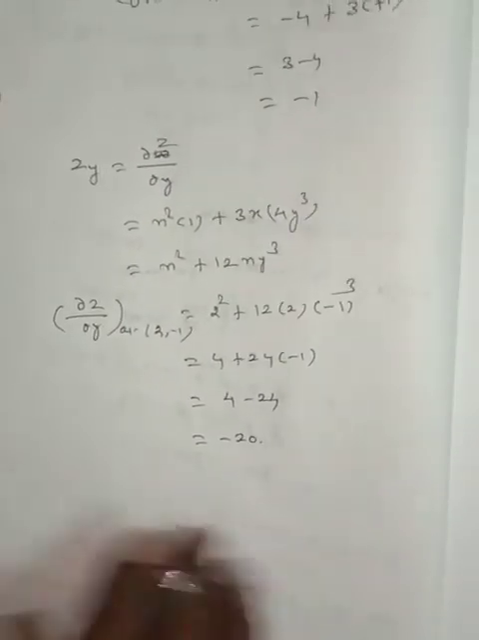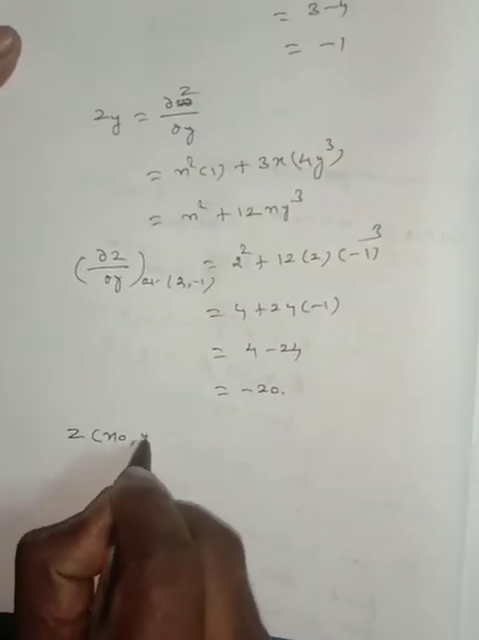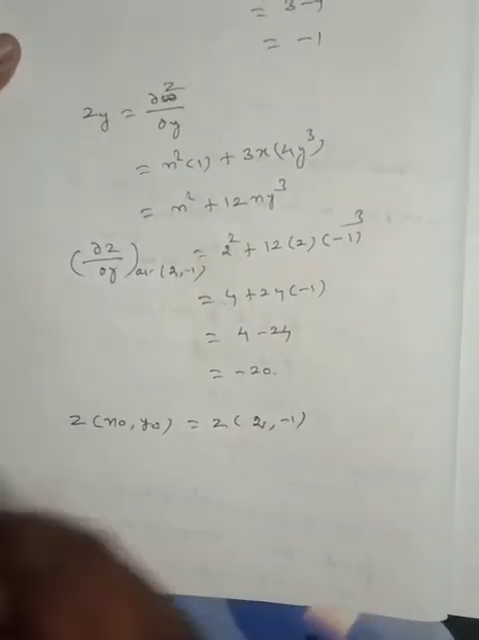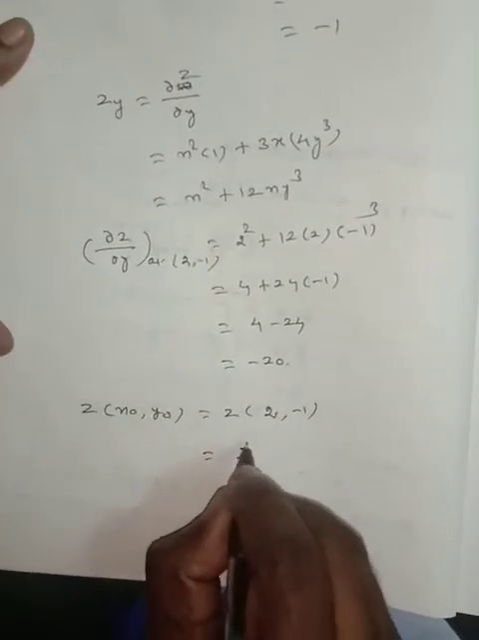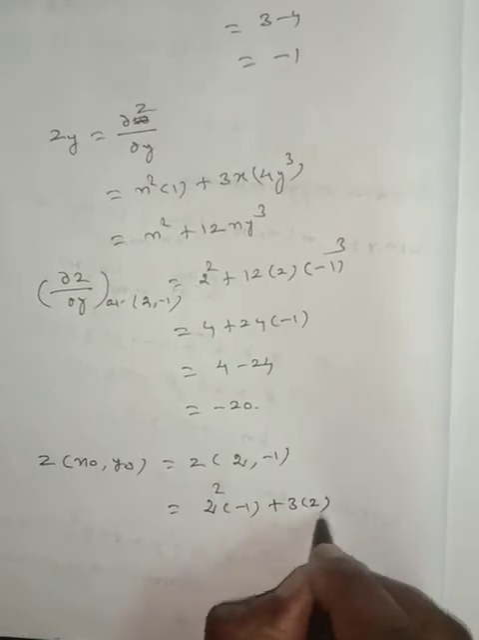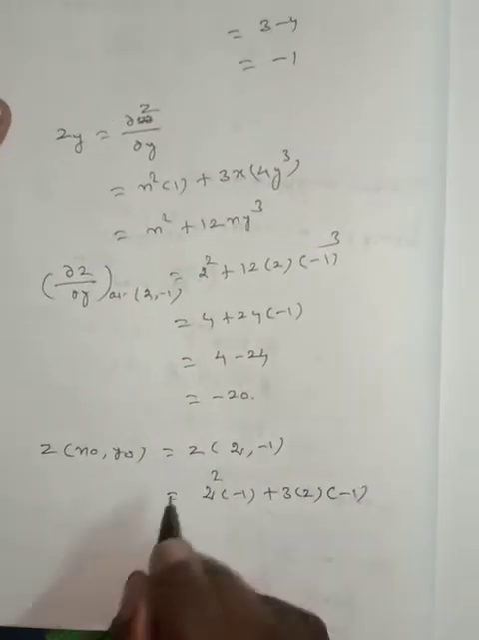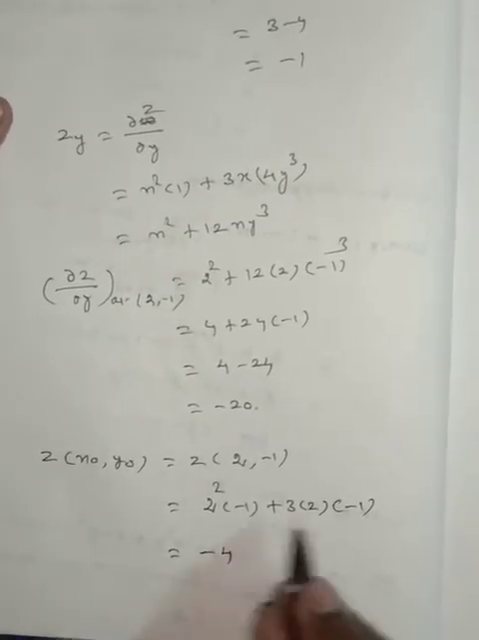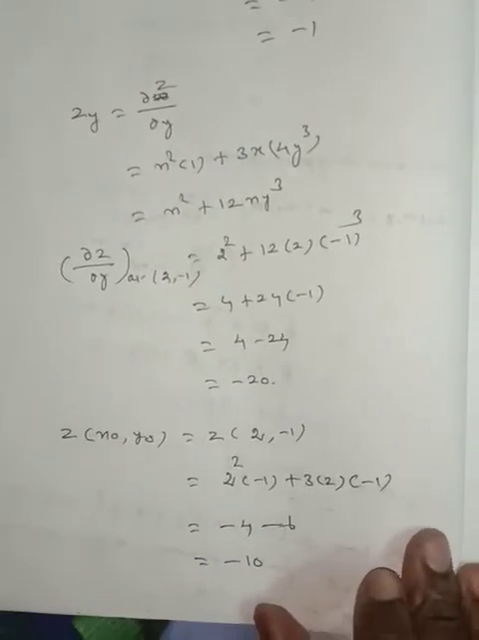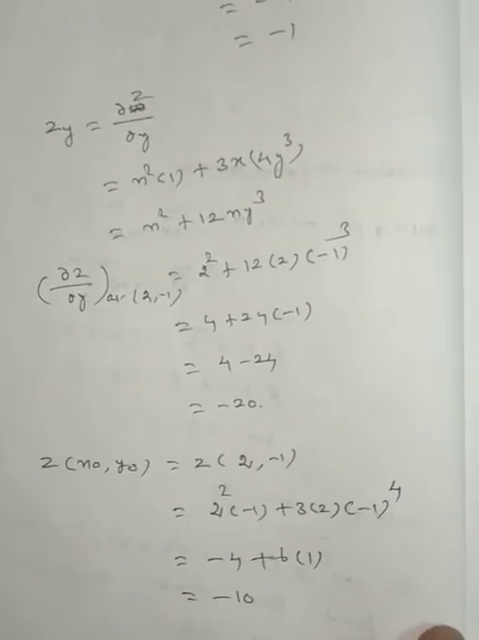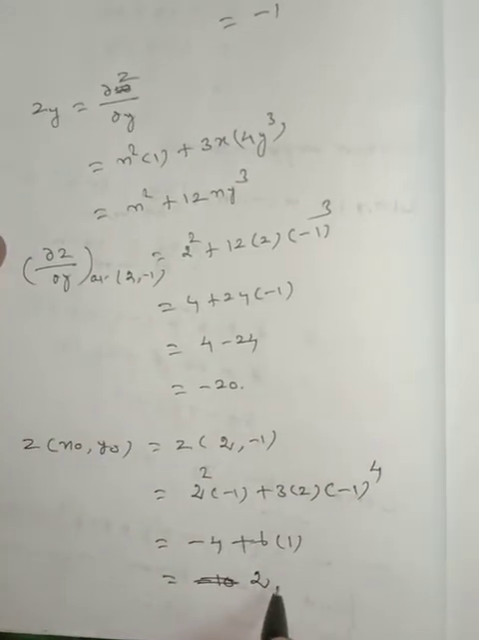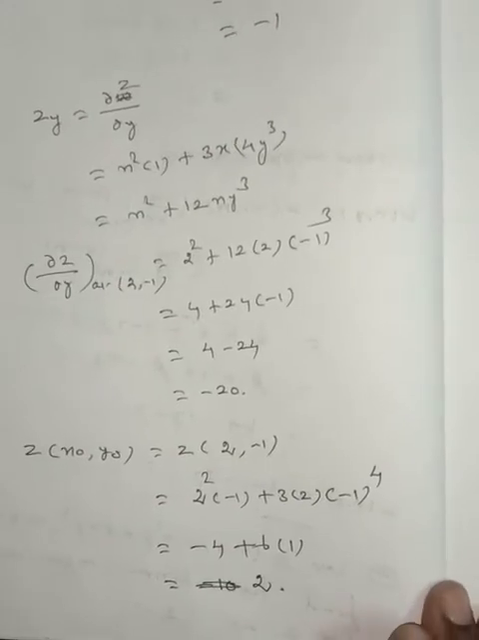Next, z(x0, y0), meaning z at the given point (2, −1), is equal to 2²·(−1) + 3·2·(−1) = −4 − 6 = −10. Then −4 + 6 is positive 2.